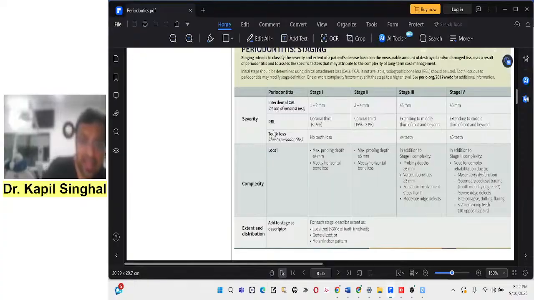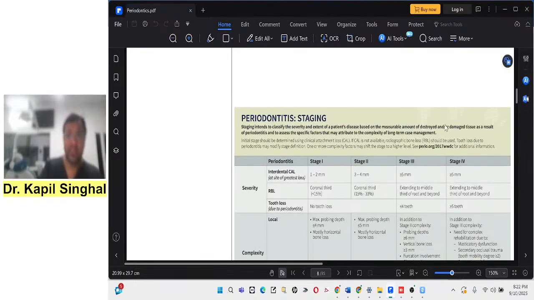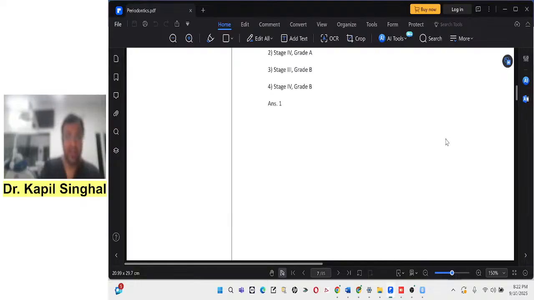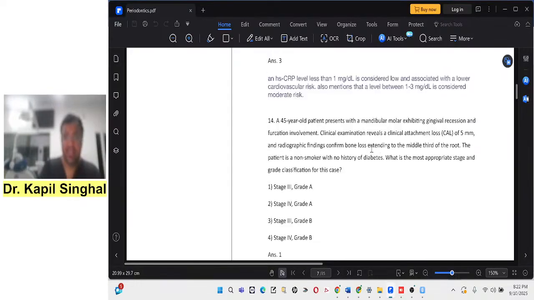Now, severity of bone loss. Stage 1 extends to the coronal third, 15 to 33%. Stage 3 extends to the middle third of the root and beyond. Stage 4 also extends to the middle third of the root and beyond. So in this also both are middle third. And in the question it's mentioned, if you see the question, that the bone loss has extended to the middle third of the root. So right now our options could be both 3 and 4.